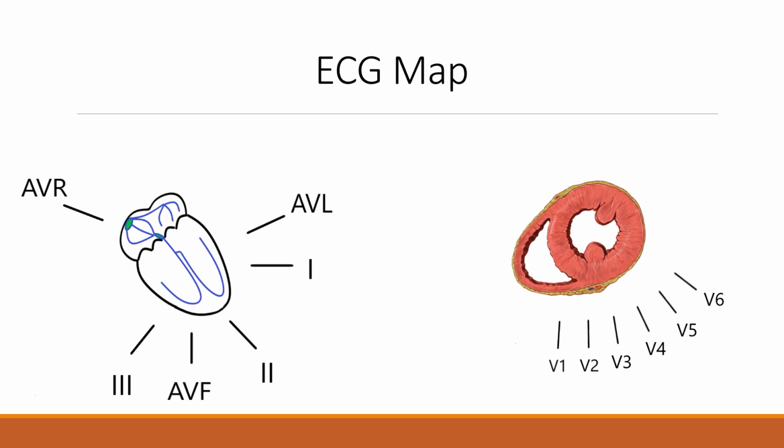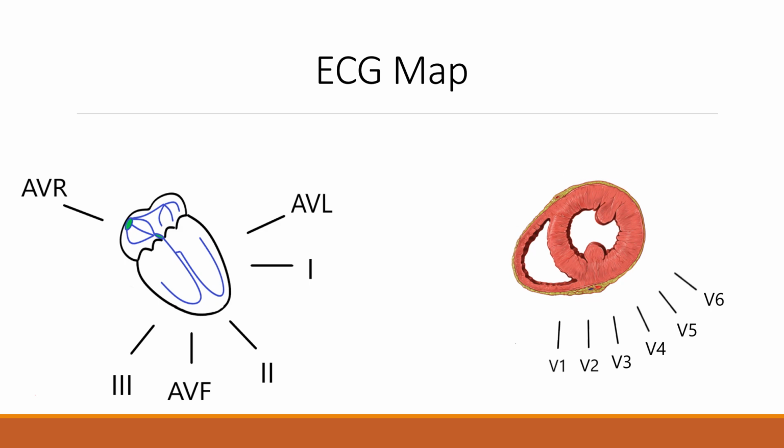And so your 6 leads, 1, 2, 3, and then your 3 augmented leads, augmented vector left, right, and foot, AVL, AVR, AVF, they all look at the heart at different angles and give you almost a 360-degree vertical view of the heart. And so this can tell us a lot. And when we talk about things like cardiac axis, these are the first leads that we're looking at here because they're going to tell us that flow of energy. And when we start talking about more complex topics, all of this is applicable.